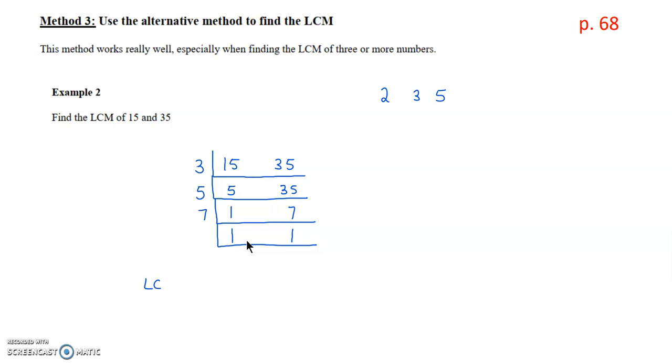So my lowest common multiple is the combination of 3 times 5 times 7. So 3 times 5 is 15, and 15 times 7 is 105. So my lowest common multiple of 15 and 35 is 105.